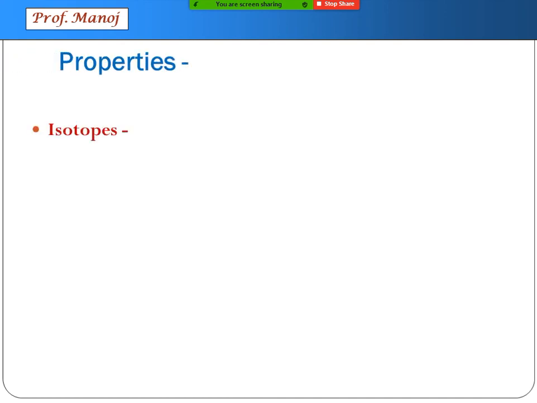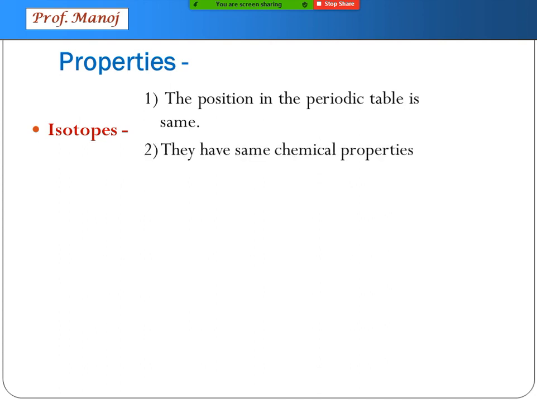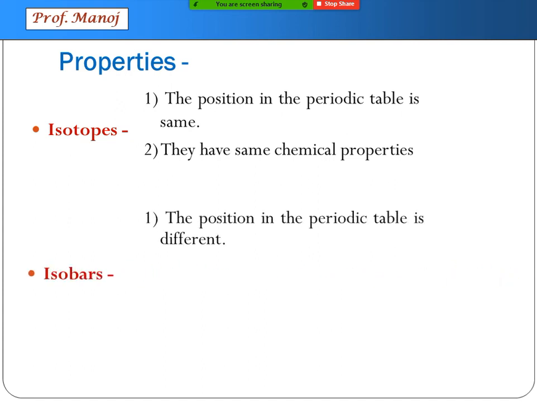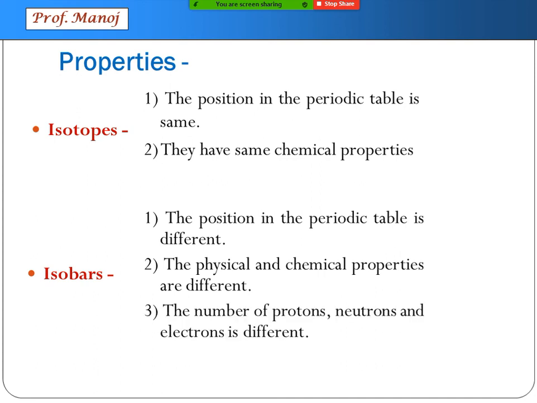Let us compare the properties of isotopes and isobars. Isotopes will have the same position in the periodic table. Naturally, because the periodic table is based upon atomic number. Isotopes will have the same chemical properties because chemical properties are based on electrons. Isobars, on the other hand, will have a different position in the periodic table, and their physical as well as chemical properties will be different. Isobars will possess even different numbers of protons, neutrons, and electrons.